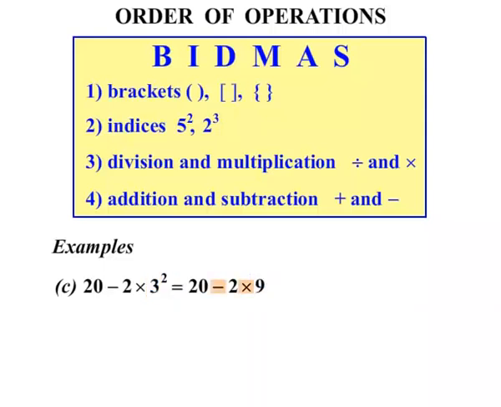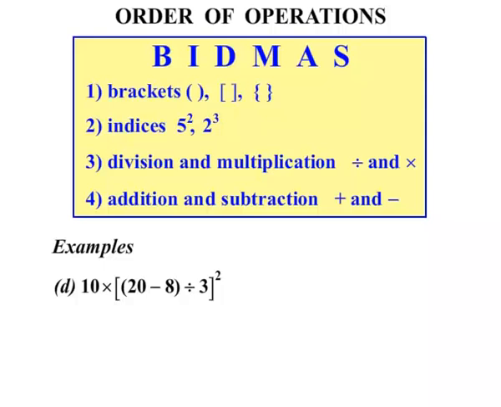Now we have a subtraction and a multiplication. What do we do first? We certainly do the multiplication first. So the 2 times 9, we put brackets around that to indicate we're going to do that first. And 2 9s are 18. So now we're breaking it right down. We've got 20 minus 18, and that works out to be 2.